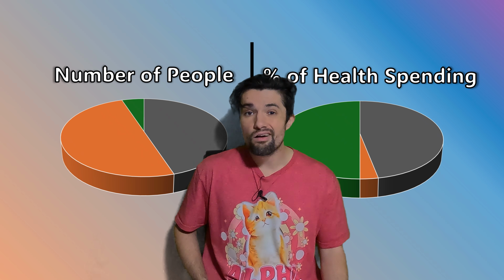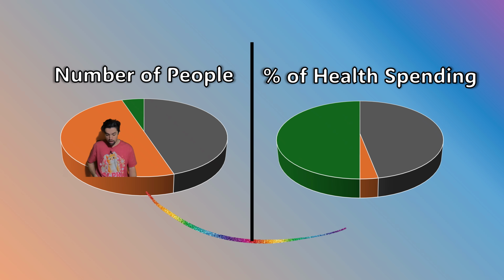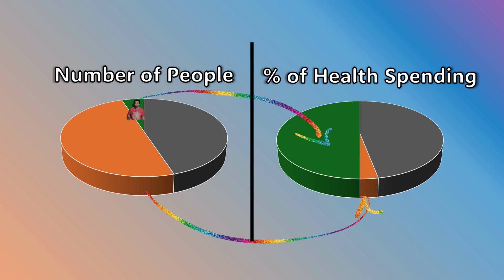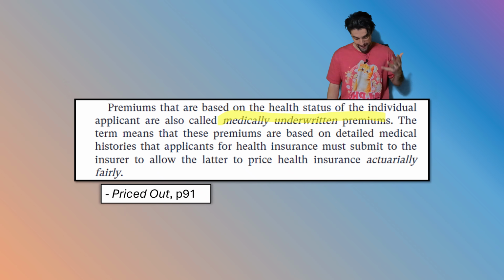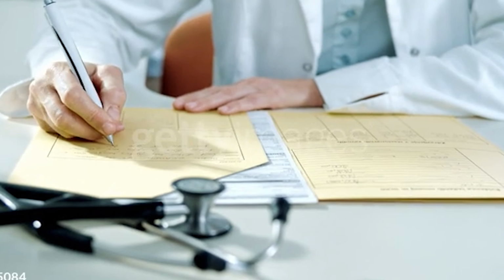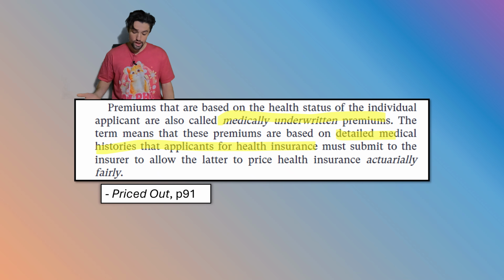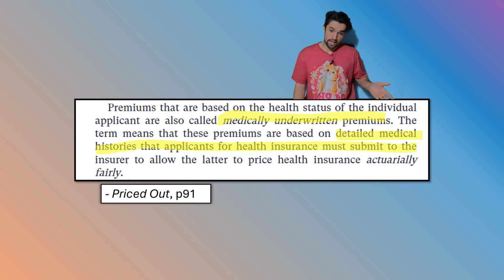We can think of it this way. Half of people account for this small slice of healthcare spending, whereas only 5% of people account for almost half of healthcare spending. So when an insurance company is going to charge a premium, they have two different options: medically underwritten plans and community rated plans. For medically underwritten plans, accountants obtain a detailed medical history of each member to determine the likelihood that they'll get sick. They then charge that member a corresponding price.